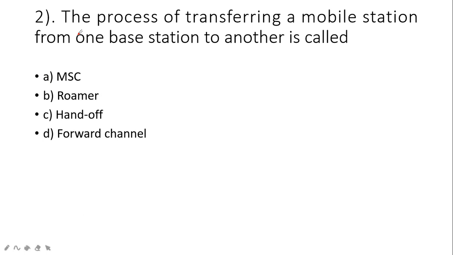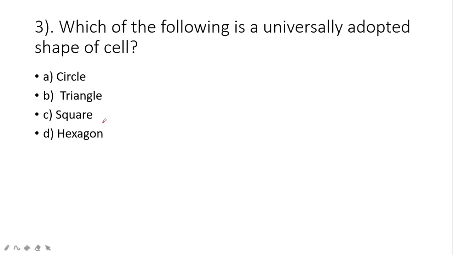Second question, the process of transferring a mobile station from one base station to another is called handoff. So the answer here is C, handoff. Third question, which of the following is a universally adopted shape of cell? The universally adopted shape of cell is nothing but the hexagon. So here the answer is D.